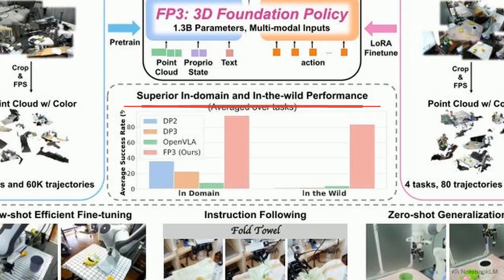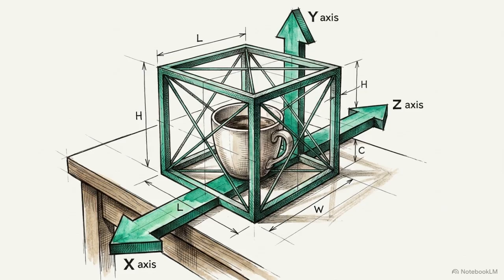This chart details the average success rate of various robotic policies. Under in-the-wild conditions, representing unfamiliar objects and environments, the industry-standard OpenVLA model achieves only a 3.75% success rate. The FP3 model achieves an 82.50% success rate under those exact same conditions. Consistent robotic execution in dynamic environments requires abandoning flat, two-dimensional matrices for a modality that natively encodes physical geometry.